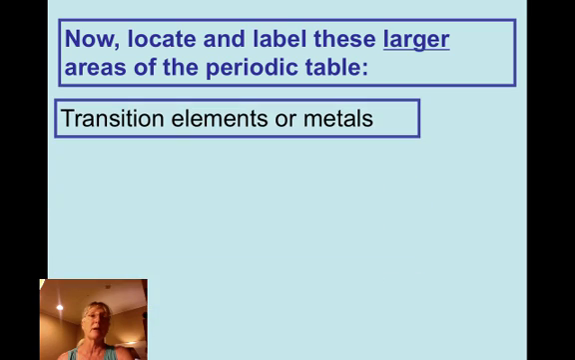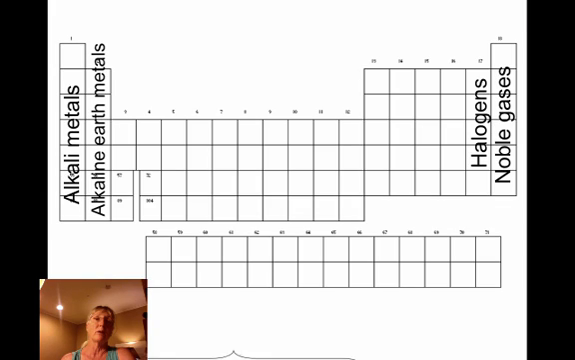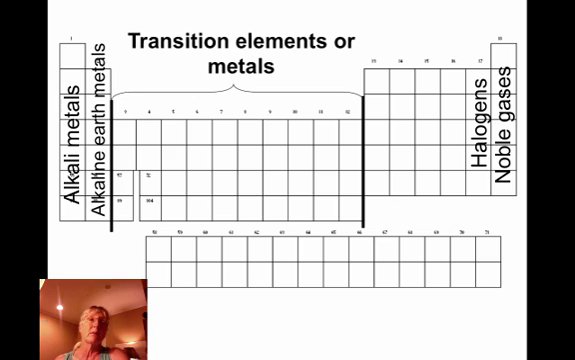Now the periodic table can be broken down into larger areas, three in fact. And one of the larger areas are the transition elements or transition metals. They are located in this region that you see outlined here. So take a moment to outline those. These are metals that have the properties of metals: shiny, they have luster, they're good conductors of heat or electricity, malleability, ductility. Remember, ductility is the ability to be stretched into a wire.